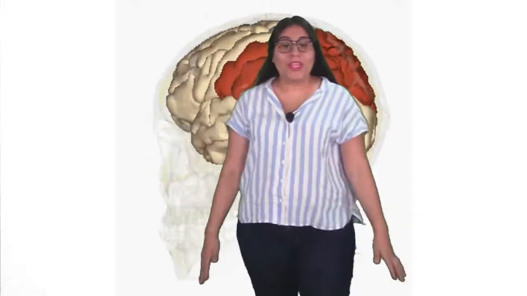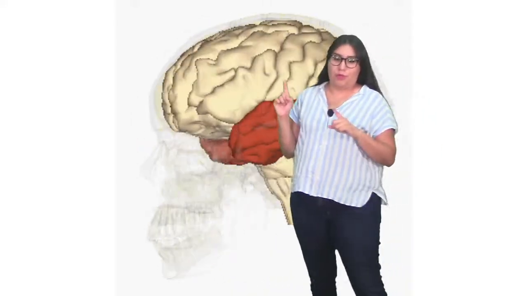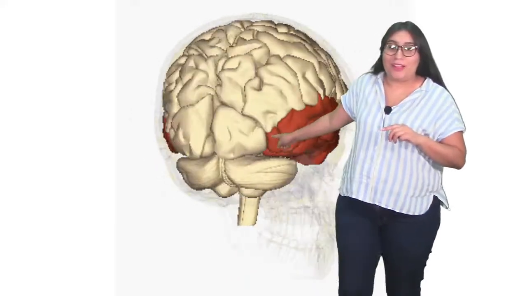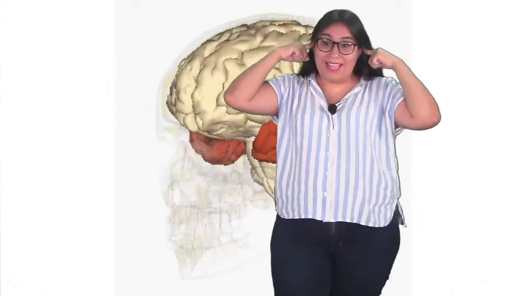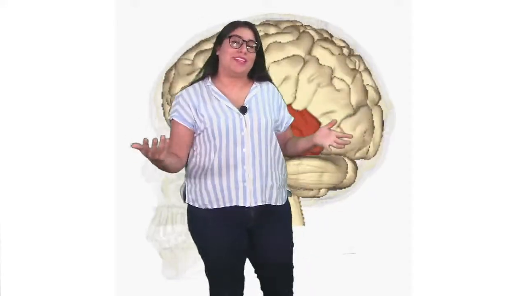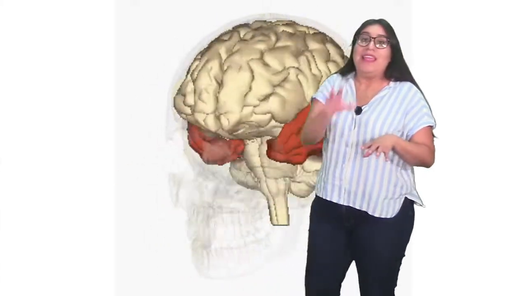Then we have the temporal lobe. The temporal lobe is located below, under the parietal lobe. We have the frontal lobe, the parietal lobe, and under those we have the temporal lobe. This one processes memories. Some people say you can remember things when you smell or see something. This is because of our temporal lobe, which links sensations of taste, sound, sight, and touch to memories.